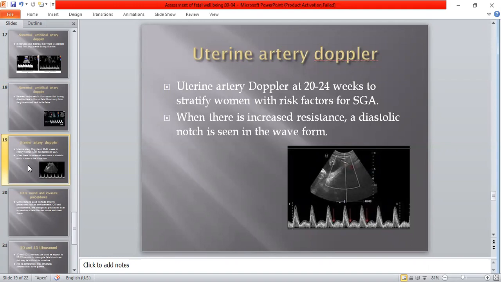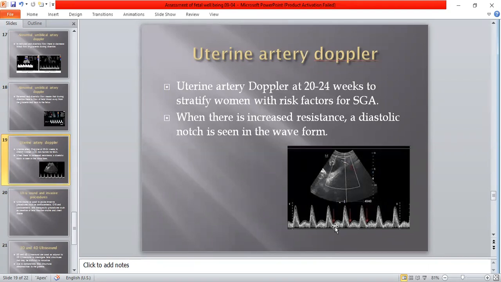Uterine artery Doppler is also used for the assessment of fetal well-being. Uterine artery Doppler at 20 to 24 weeks is used to stratify women with risk factors for small for gestational age. When there is increased resistance, a diastolic notch is seen in the waveform. This is the diastolic notch, and when we perform uterine artery Doppler, this notch is seen.